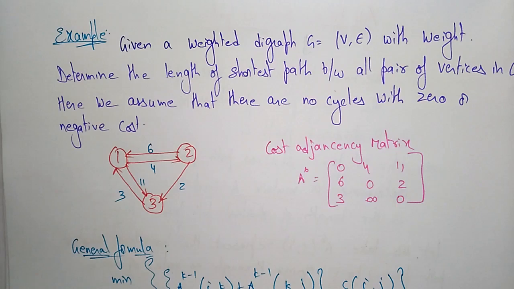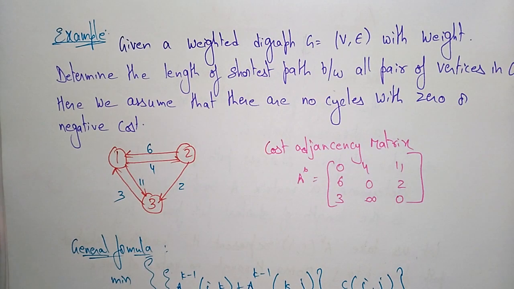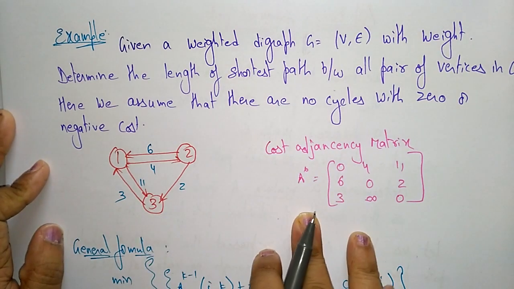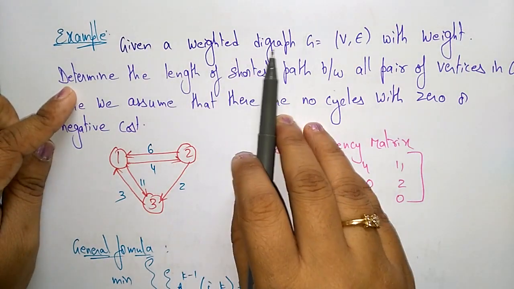Hi students, so let us continue with the topic all pair shortest path algorithm. In the previous video I gave an algorithm for the all pair shortest path. Now let us take one example. Here this is an example given a weighted directed graph.